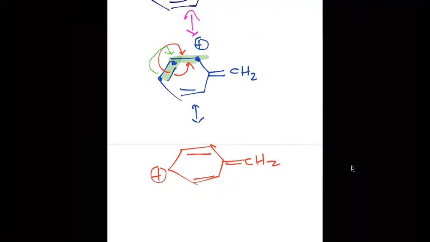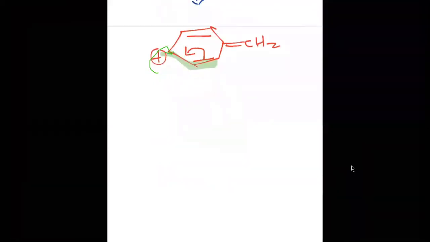All right, can I do it again? I see I've got the same pattern right here, don't I? Yep. So boom, I'm going right here, shifting that pi bond over, and I'm going to have another resonance form that looks like this. Boy, that ring's horrific.